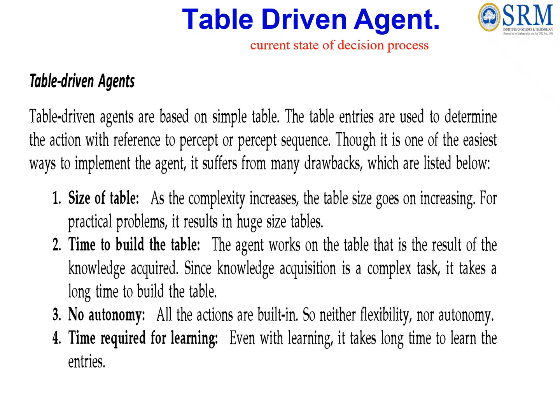The advantages of using a table-driven agent are that it is simple, easy to implement, has fast retrieval, and is useful for smaller problems. The disadvantages are huge table size, huge memory usage, difficulty to build, no reasoning, no autonomy, and poor scalability with no intelligence. So this is about the table-driven agent.